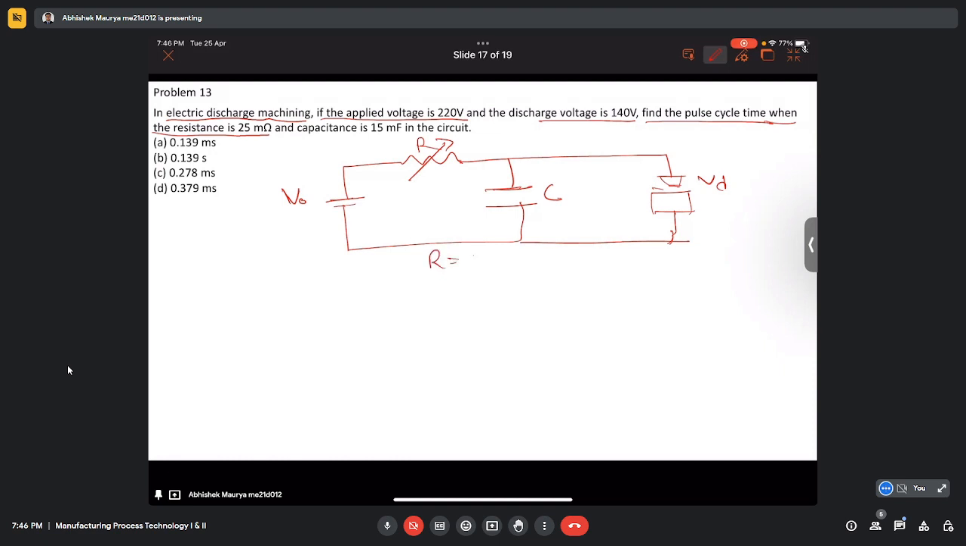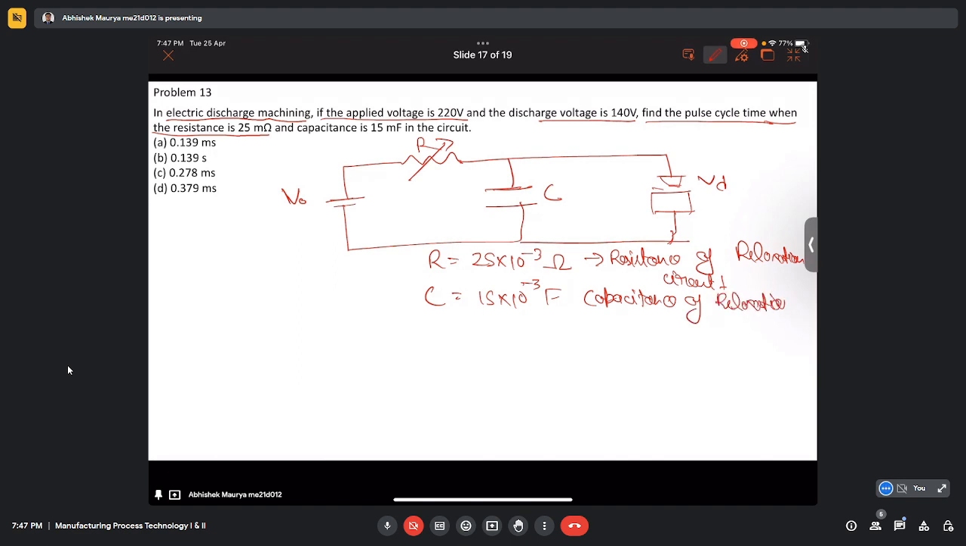R is given as 25 into 10 to the power minus 3 ohm, which is the resistance of the relaxation circuit. And C is the capacitance, that is 15 into 10 to the power minus 3 farad, of the relaxation circuit. V0 is given as 220 volts and VD is the discharge voltage, which is given as 140 volts.